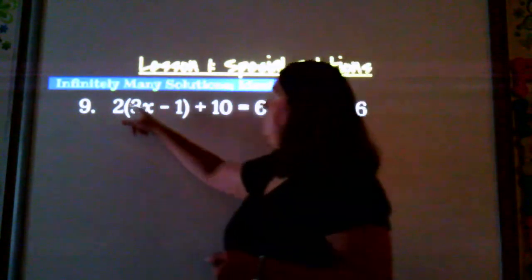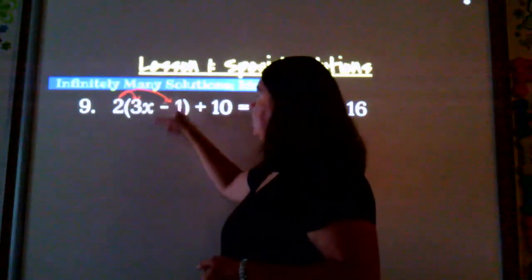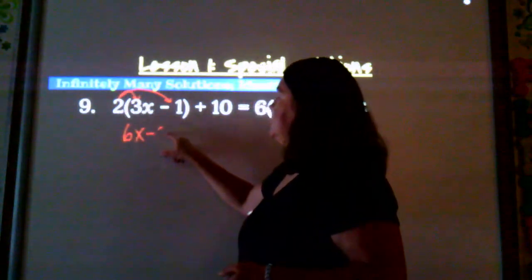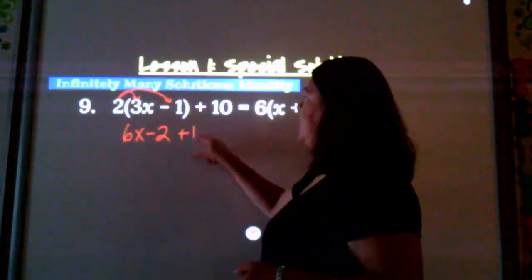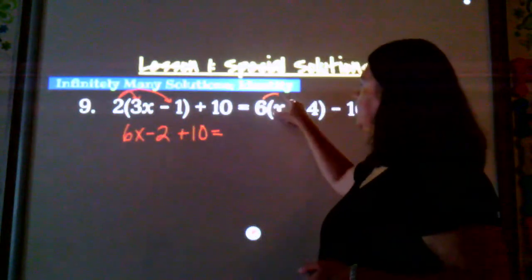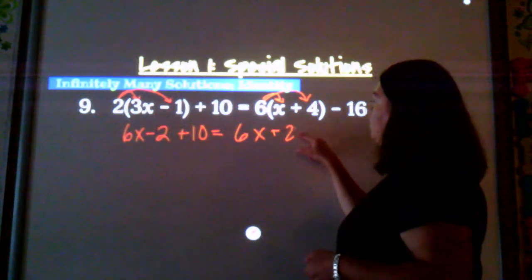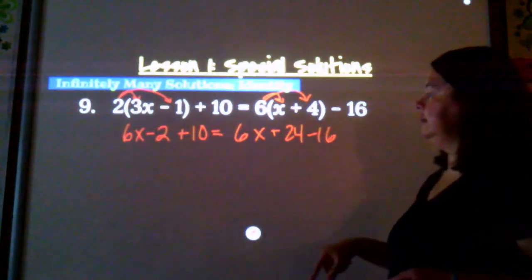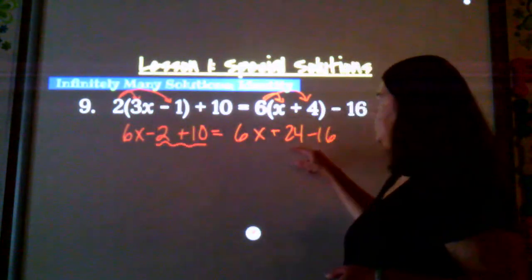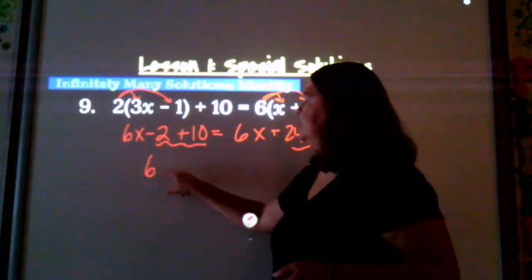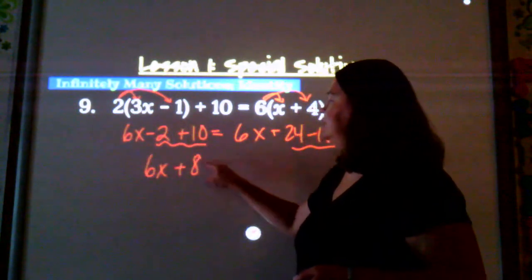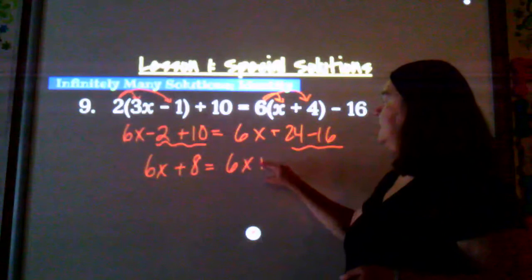All right, so we're going to distribute, and I've got 6x minus 2 plus 10 equals, and then we're going to distribute over here, 6x plus 24 minus 16. I'm going to combine like terms on both sides, so I get 6x plus 8 equals 6x plus 8.